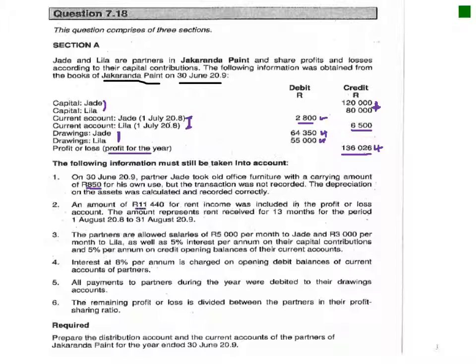Then they tell us that there was $11,440 included for rent income in the profit or loss account. And this represents rent received for 13 months from the 1st of August 2008 to the 31st of August 2009. That's a 13-month period. We're busy with the financial statements to the end of June. So if we're going to the end of August, that means July and August have been included in there, and they actually don't relate to this year. They relate to next year. So there's 2 months of these 13 months that's actually next year's rent received, and we're going to have to adjust for that in our profit and loss.